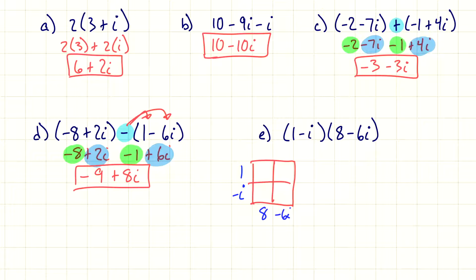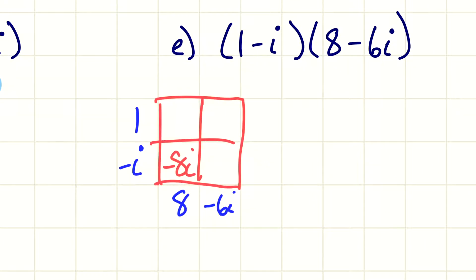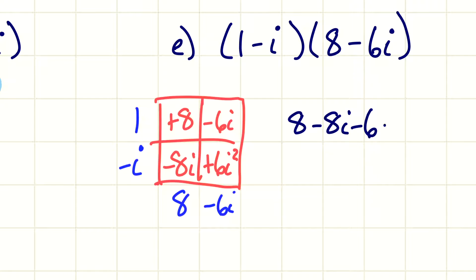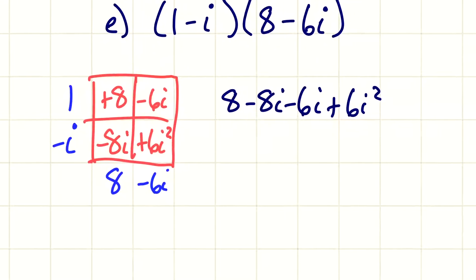So inside I would have negative 8i. Let me zoom into this. Negative 8i, and this would be a positive 8. This would be a positive 6i squared, because i times i is i squared. And we have a negative 6i. All right. So now all I'm going to do is write those on the outside. So I'm left with 8 minus 8i minus 6i plus 6i squared, right? All four terms, I'm just writing them outside of the area model.